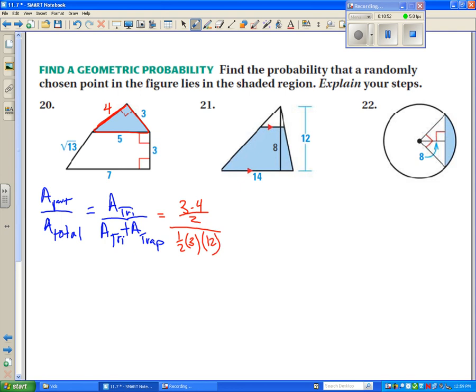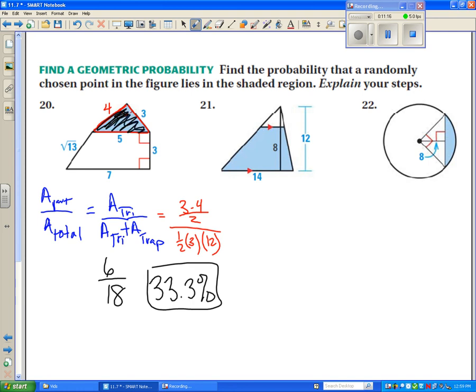Now it just comes down to simplifying. 3 times 4 divided by 2 is 12 divided by 2, which is 6. 12 times 1/2 is 6, times 3 is 18. And that is 1/3, which is 33.3%. There is a 33.3% chance that a point will land in that shaded region.